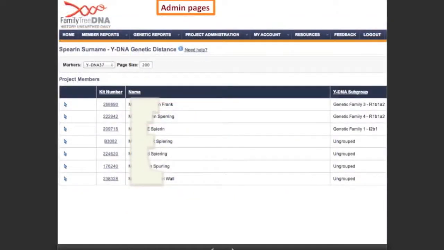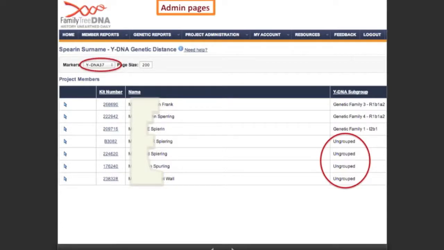the results come in for your project, they will just be ungrouped. They won't be put into any particular group that you've created, they'll just be put into a large group called ungrouped. And it's up to you to allocate them to a specific group. So, in this example, there are 1, 2, 3, 4, 5, 6, 7 people. The first 3 have already been allocated to genetic family 3, 4, and 1, and we've got 4 new participants who have yet to be grouped.